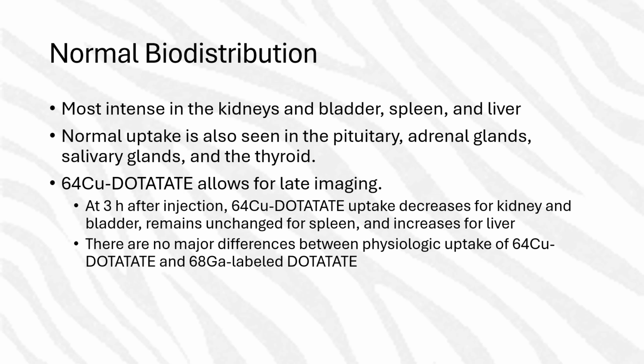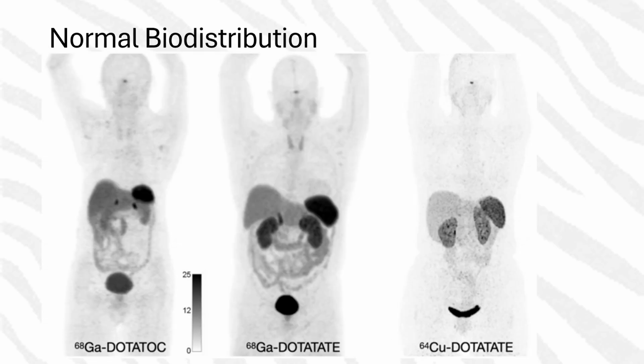Copper-64 DOTATATE allows for late imaging. At about 3 hours after injection, the DOTATATE with copper uptake decreases for kidney and bladder, remains unchanged for the spleen, and increases in the liver. So if you're doing late imaging with the DOTATATE, it does alter the biodistribution just a little bit. But there are no major differences between the physiologic uptake of copper-64 DOTATATE and gallium-68 labeled DOTATATE, especially at the 1 hour mark.